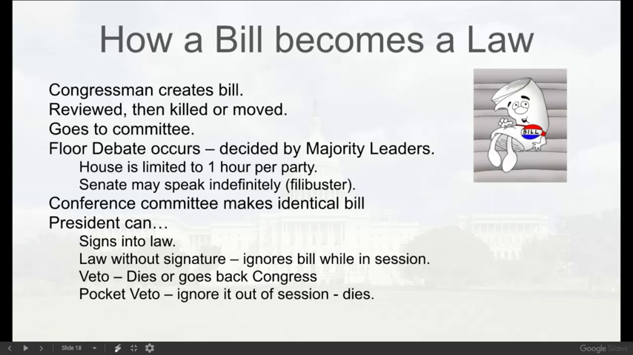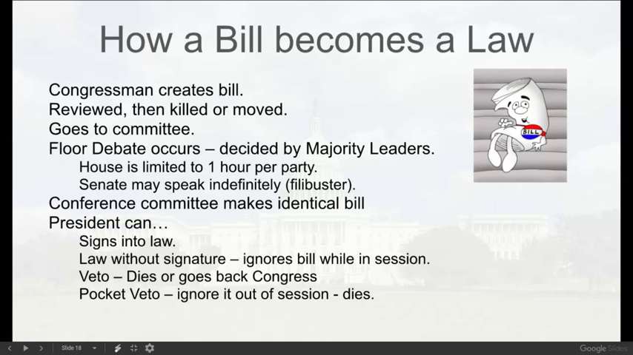And the president, of course, can sign it, so it becomes law. He can veto it, which means it doesn't become law. Or he can ignore it. Wait, you can just do that? Yes, he can. Imagine debating for 6 months over a bill, and then the president looks at it and goes, nah.